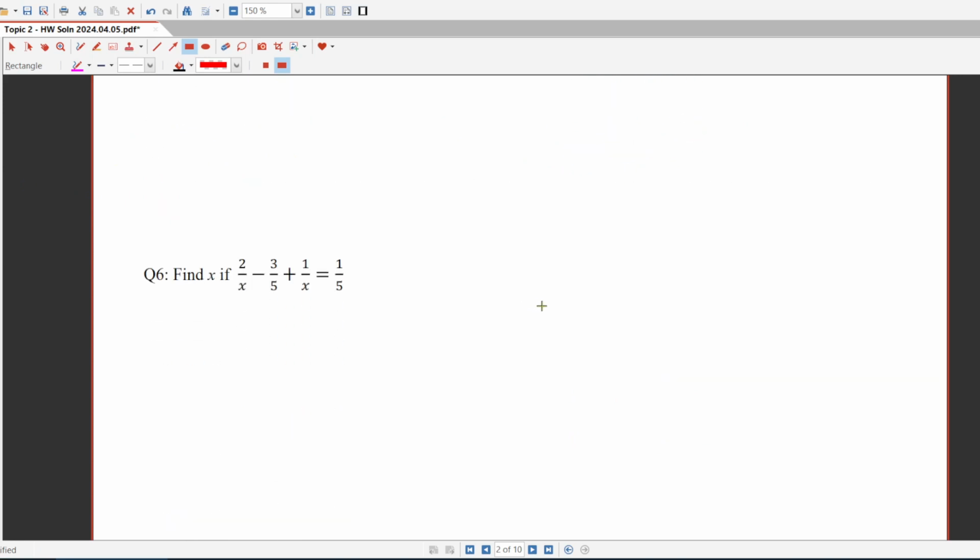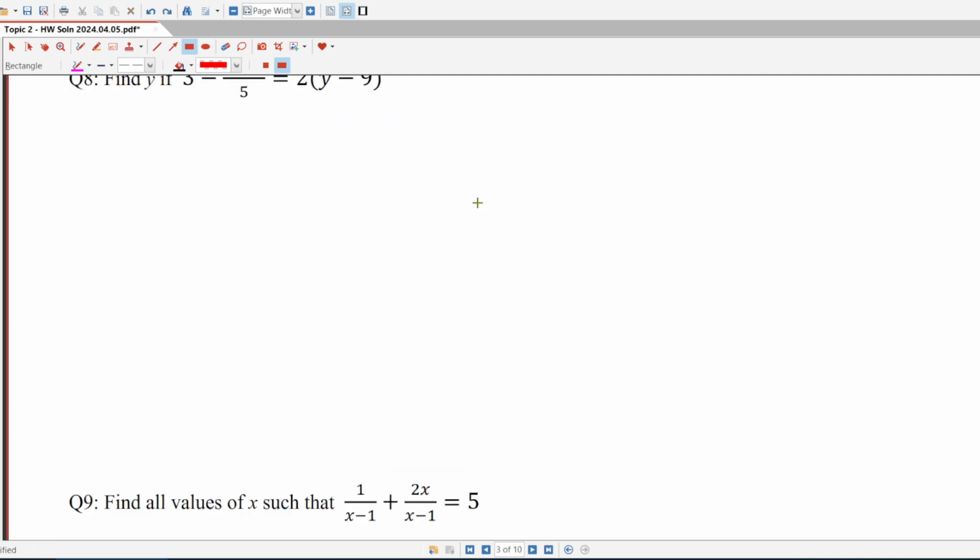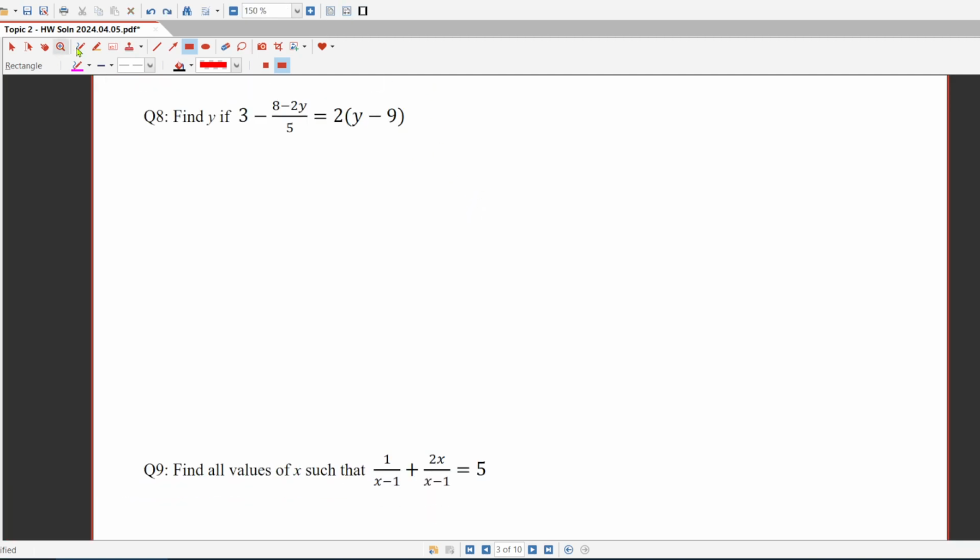Okay, next one, question number 8. Find y if you have an equation like this. Okay, one variable and one equation. Let's simplify this. Separate the constants and the variable y will give you the value of y, right? So first of all, we can multiply both sides by 5, because 5 is the common denominator. So that gives us 15 minus 8 minus 2y equals 10y minus 9, right?